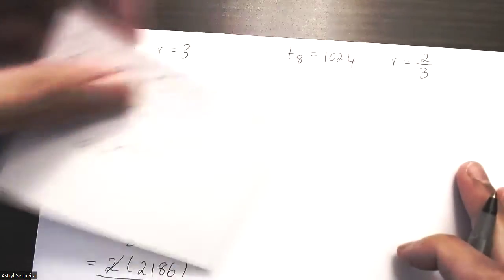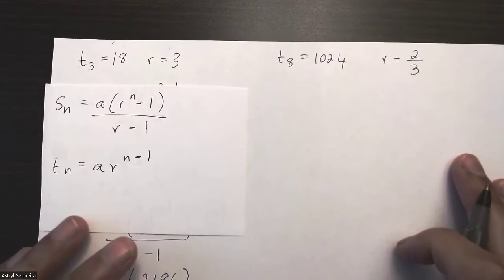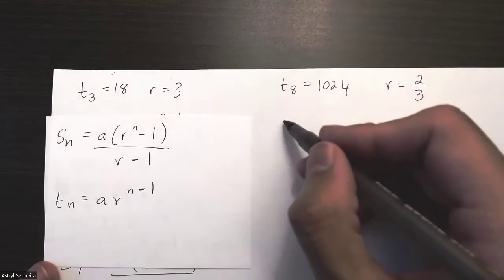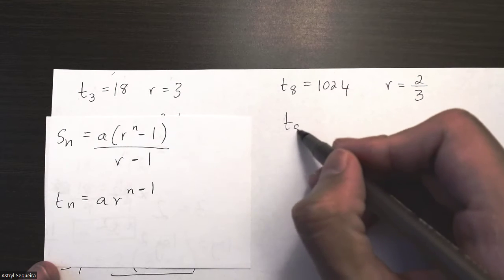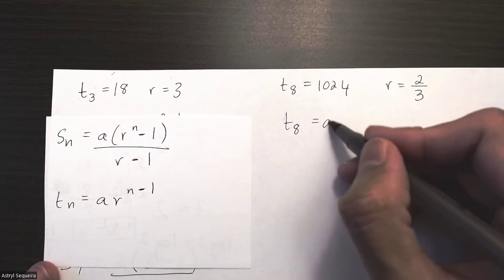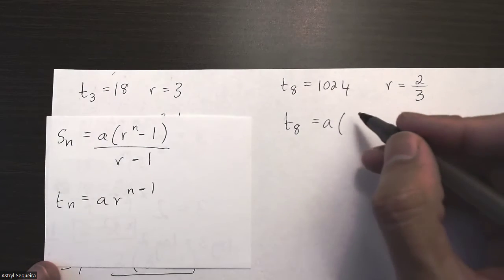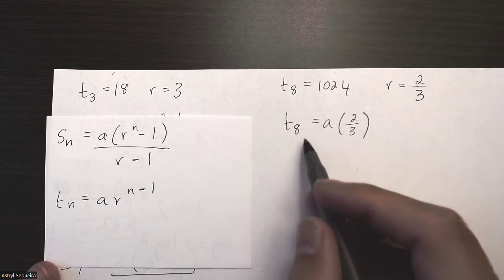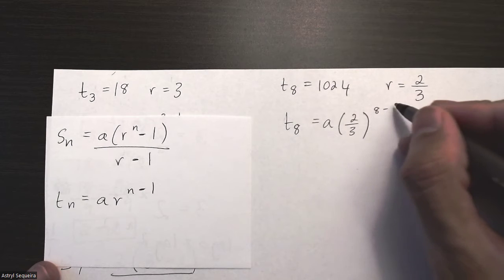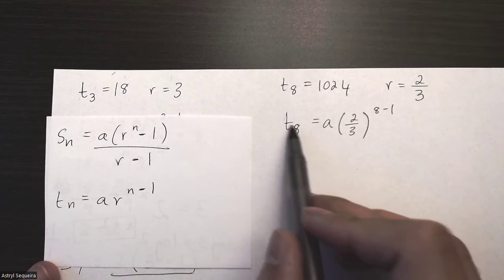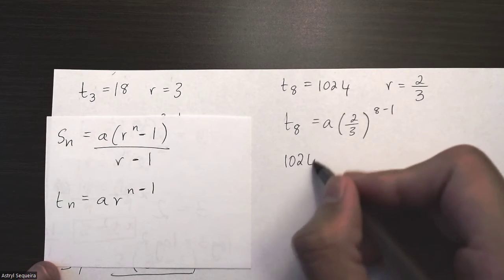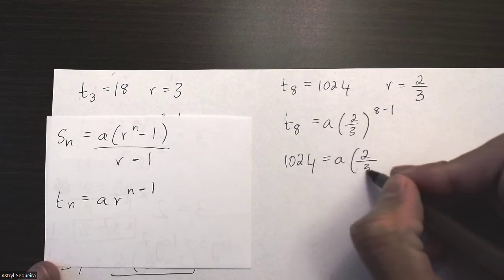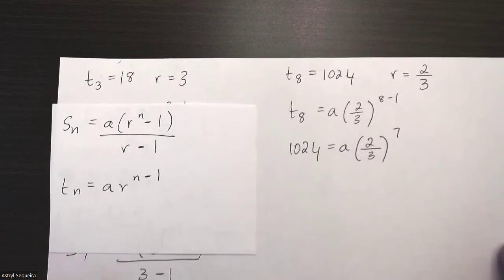Let's go to the second question over here, which is pretty much exactly the same as the first one. So I'm going to do this one a bit quicker. I'm going to start by using my Tn formula. So T8 equals to A. My common ratio over here is 2 over 3. And then my n in this case is 8. 8 minus 1. I can replace my T8 or my 8th term with 1024. That's given in the question. Equals to A. 2 over 3 to the power of 7.